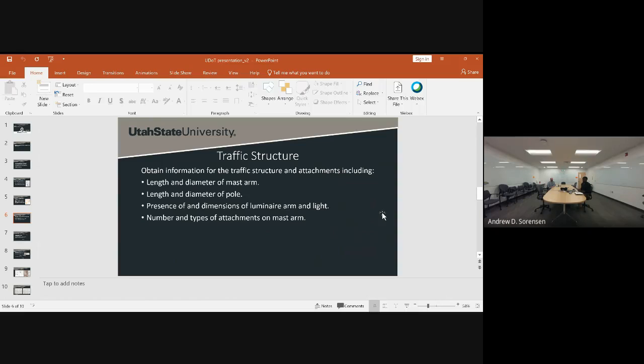Now, for the purposes of the demonstration tool, which I will be demonstrating later on, some of the geometric information was generalized for all structures. This was done utilizing some information from UDOT as to some generic geometric information that applies to virtually all of the traffic structures within the state. This includes using a round cross-section for all the poles and mast arms, as well as a consistent taper, a consistent thickness, and also a consistent base diameter for the poles. Also, the geometric dimensions of all the attachments that will be placed on the mast arms were kept consistent, again, with respect to UDOT specifications.